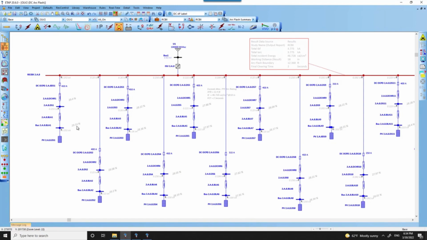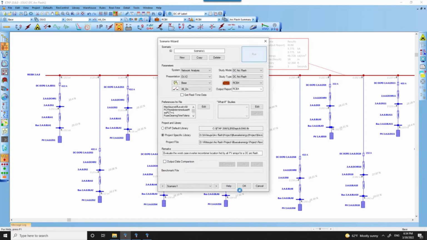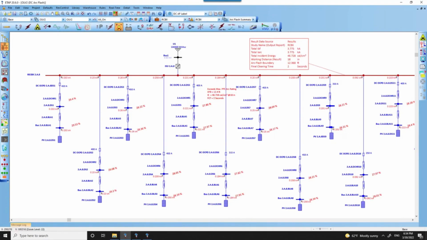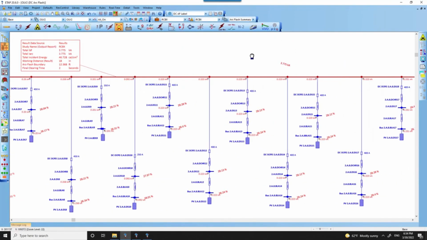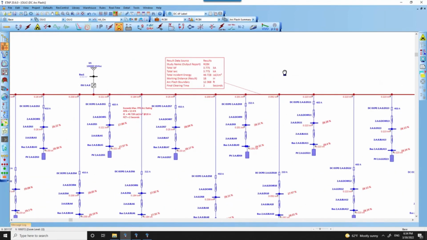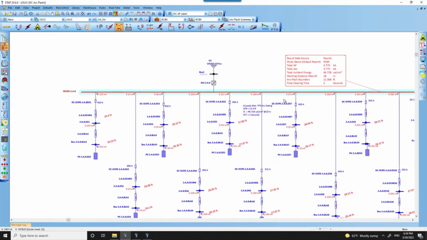under conservative. So based on these two locations, we had the first recombiner box. We used the 2-second rule to determine the incident energy, and obviously, there was no condition here. We were able to get the values at 46 calories per centimeter square using the 2-second rule.